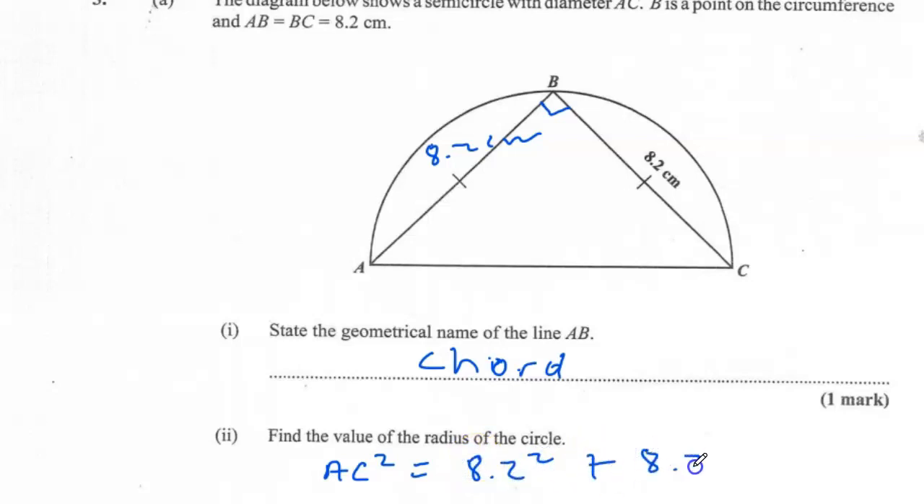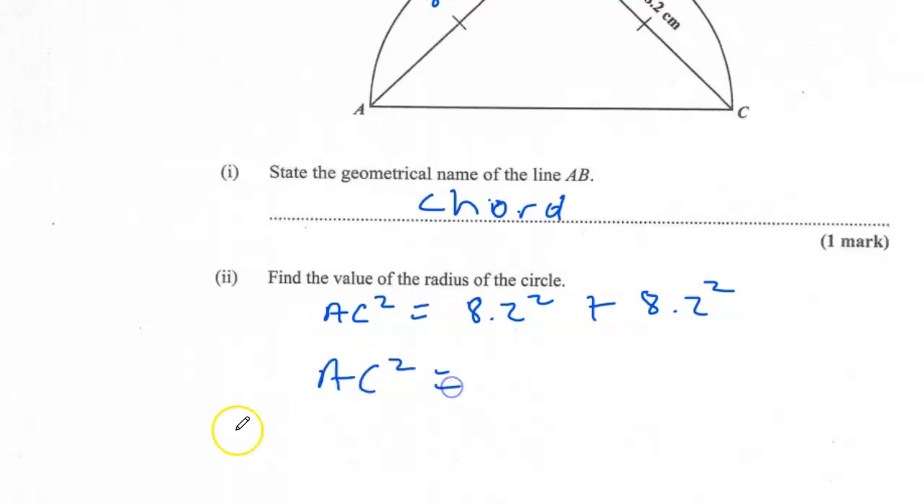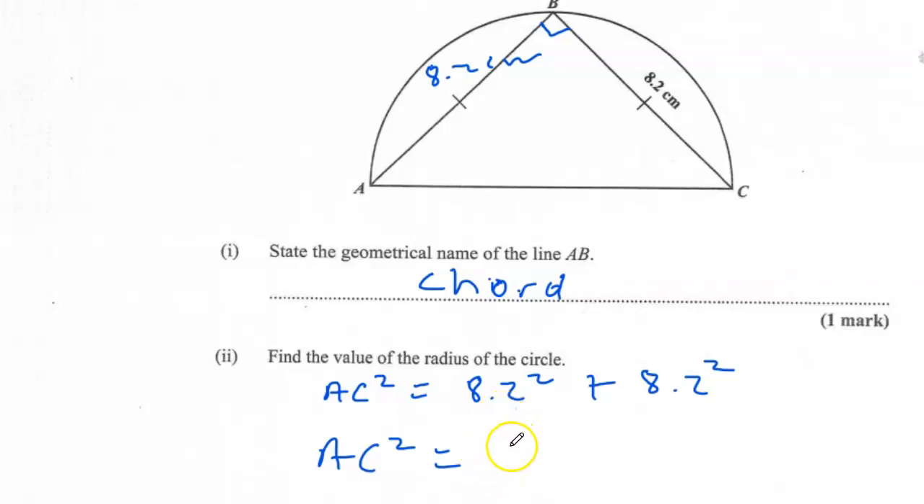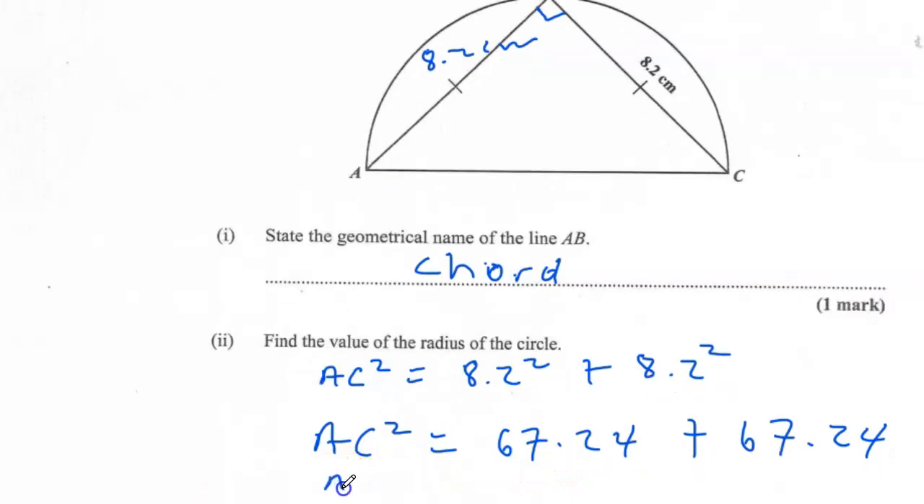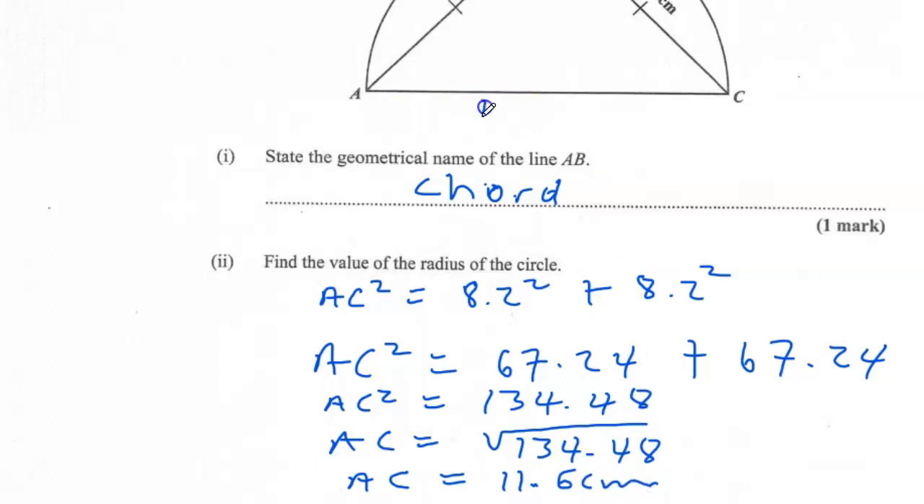plus 8.2 squared. So AC squared would be equal to 8.2 times itself, that's 67.24 plus 67.24, which means AC squared would be equal to 134.48. So AC would actually be the square root of 134.48, which means that AC would be equal to 11.6 centimeters. So AC is 11.6 centimeters.